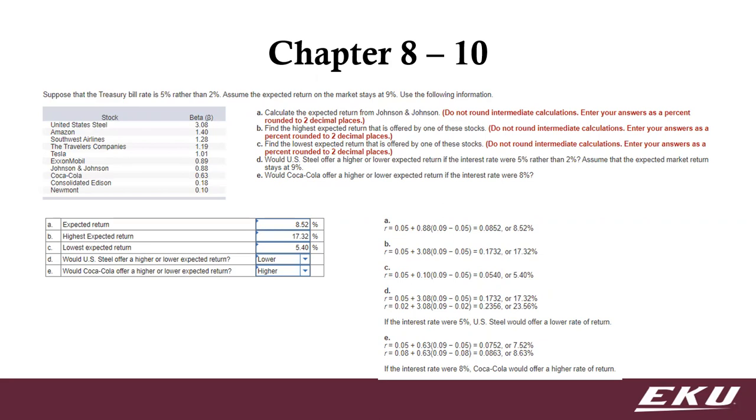And then would US Steel offer a higher or lower return if the interest rate were 5 rather than 2? So what if interest rates were higher? Then US Steel would offer a lower rate of return. Would Coca-Cola offer a higher or lower rate of return if it were 8%? So if it were to go up to 8%, they would offer more.